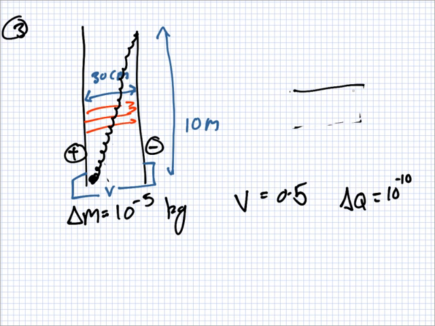Why did you put delta M and delta Q? I just wanted to emphasize that it's small and it's per particle. I don't need to.